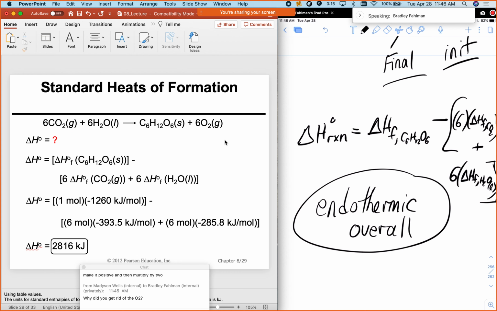All right, any questions about that? So it's literally products minus reactants, using values that you're given.